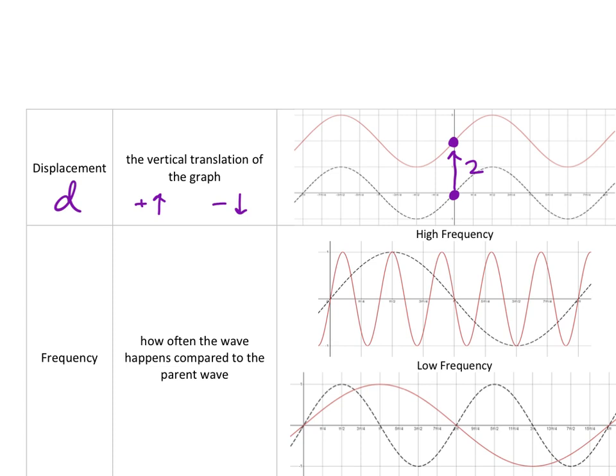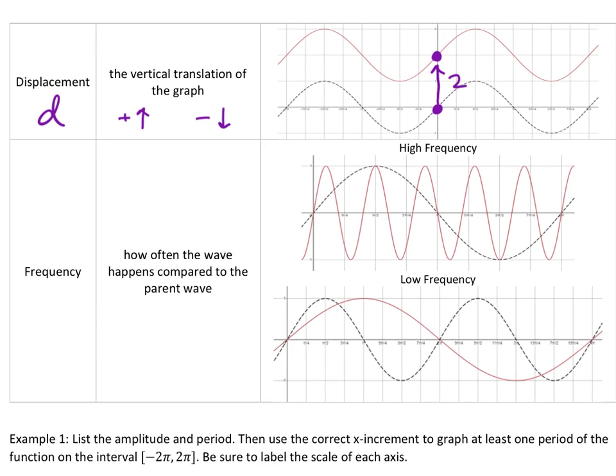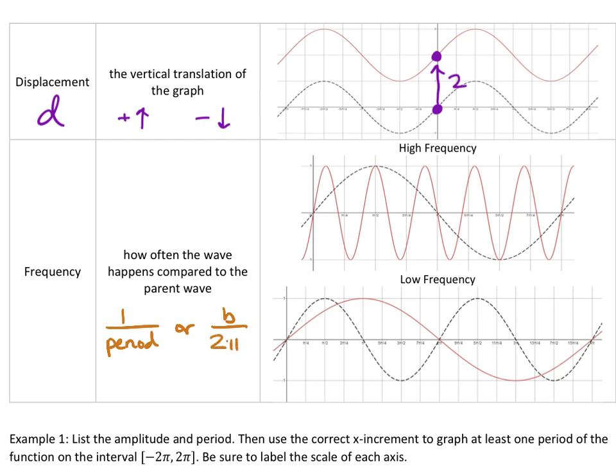Now, another word you've probably only thought about in regards to sound, which again, sound waves. Oh, look, waves, is called frequency. Frequency is how often the wave happens, the complete wave happens, compared to the parent wave. So what we would do is we use the reciprocal of the period, 1 divided by the period, or b divided by 2 pi, to find the frequency. But really, as long as I will ask you for the frequency occasionally, just flip over the period.